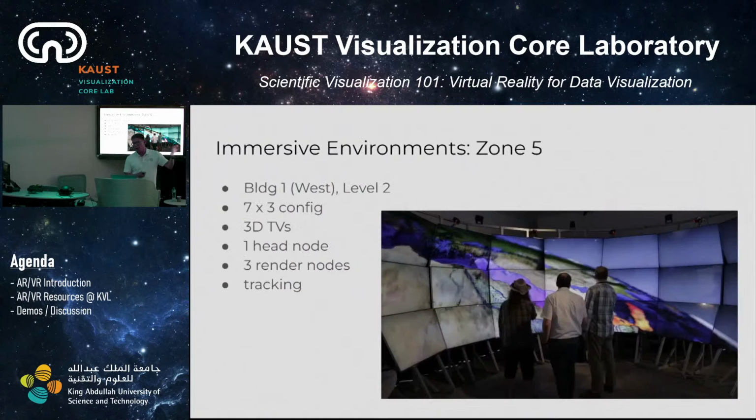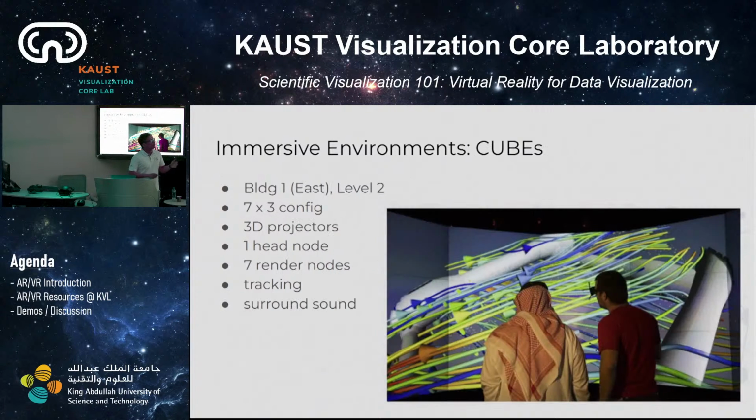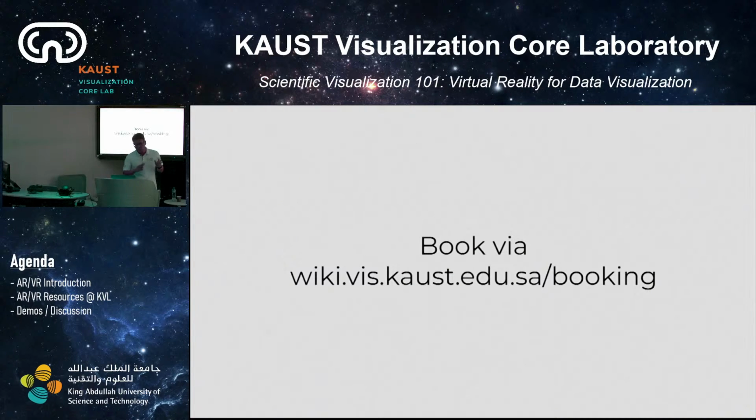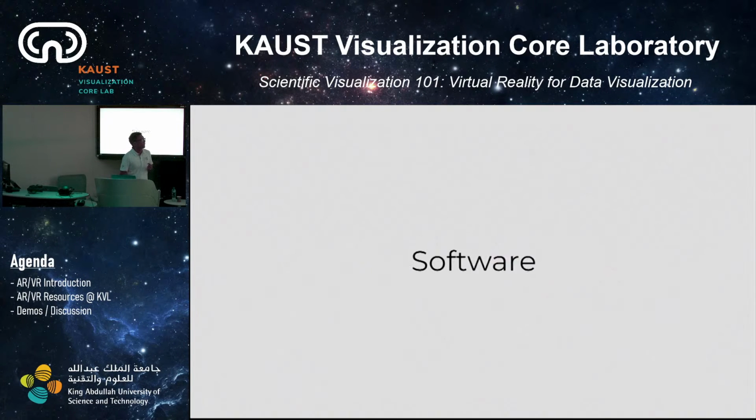And the bigger immersive environments. So we have Zone 5, which is on the other side. We're going to check it out later. We have Cubes, which is just in the other room. And yeah, you can book all of these through our website. There's a calendar there. You can check the availability and just book it. And reach out to us if you need help using them.